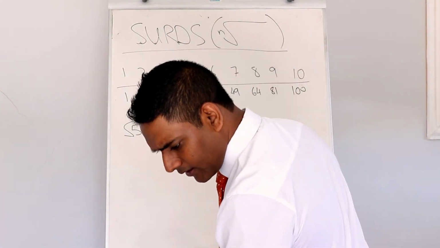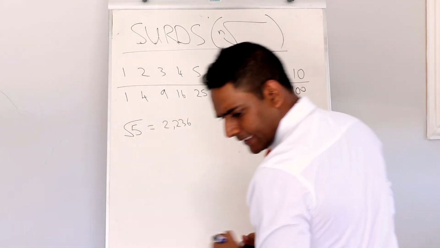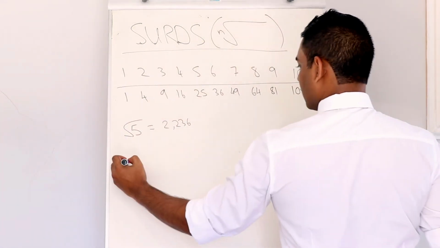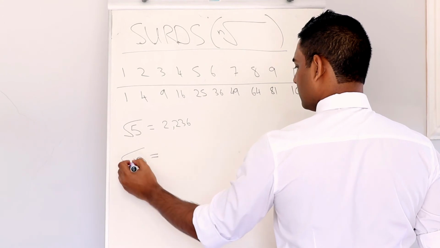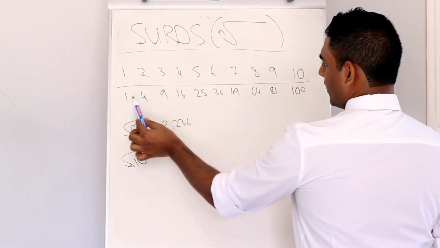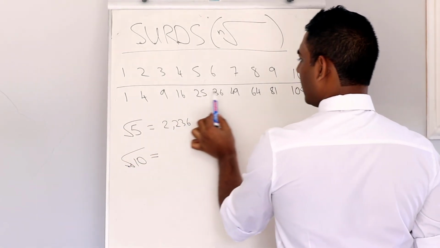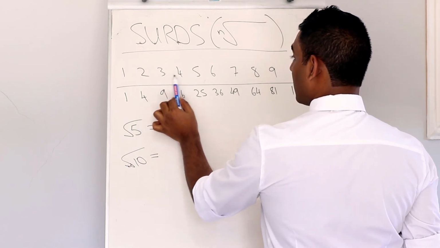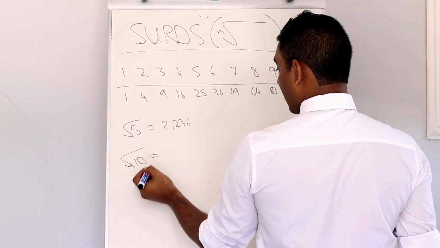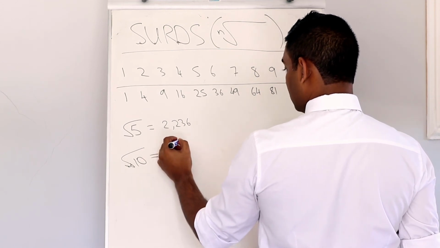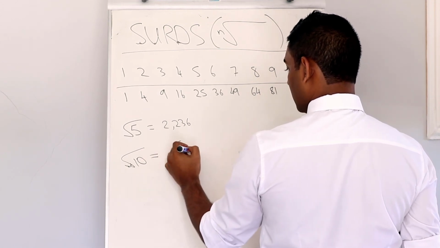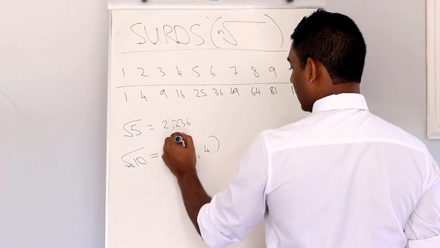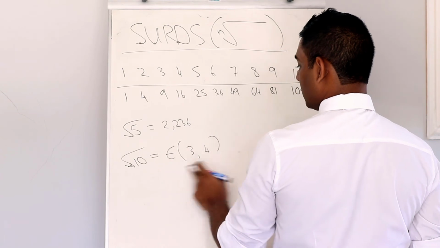Let's look at another example. Let's take the square root of 10. Where does 10 lie? It's between 9 and 16, and that's between the integers of 3 and 4. So the answer to this would be a number between 3 and 4.